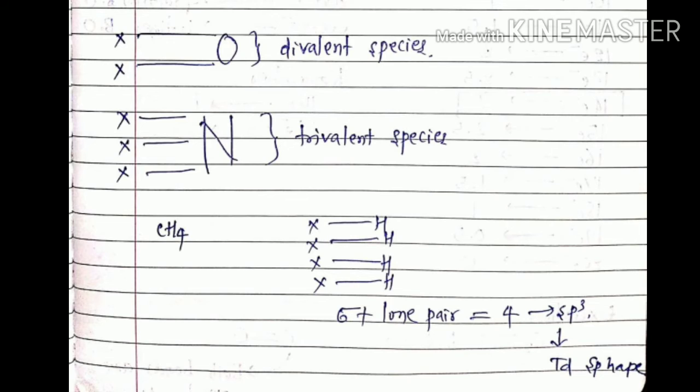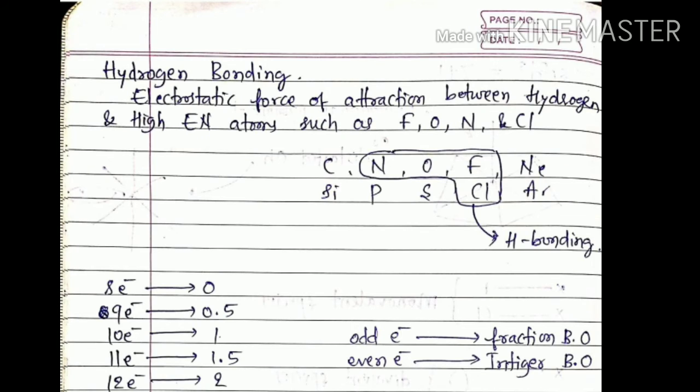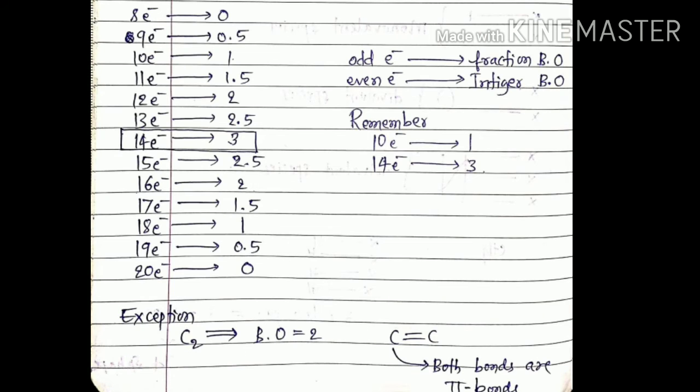So then we'll consider this one, hydrogen bonding. Electrostatic force of attraction between hydrogen and highly electronegative atoms such as fluorine, oxygen, nitrogen and chlorine. Only these atoms are considered for hydrogen bonding. Nitrogen, oxygen, fluorine, chlorine. So these account for hydrogen bonding.